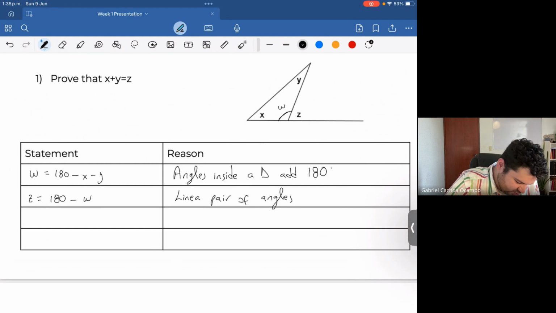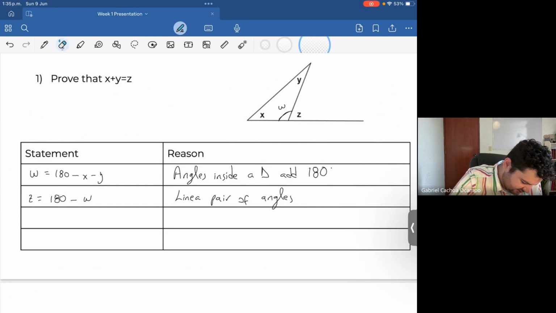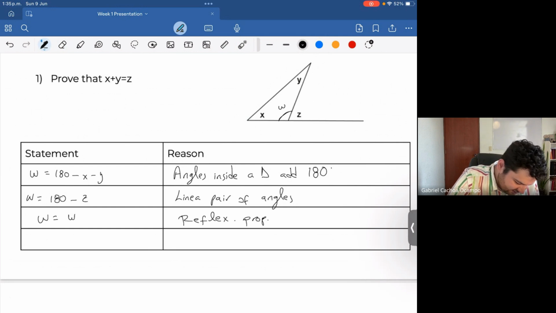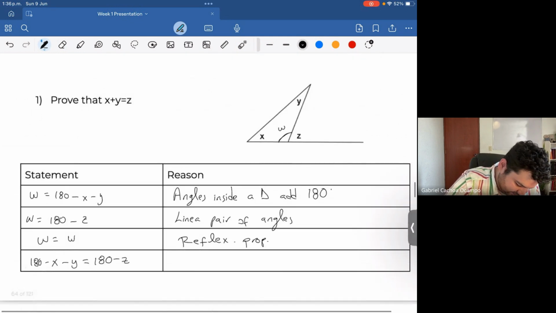Then we can set this equal to this. I am sorry, I wanted to write W. Then we have W is equal to W, and that is called the reflexive property. Then we can set 180 minus X minus Y equals 180 minus C. That is called the substitution property.